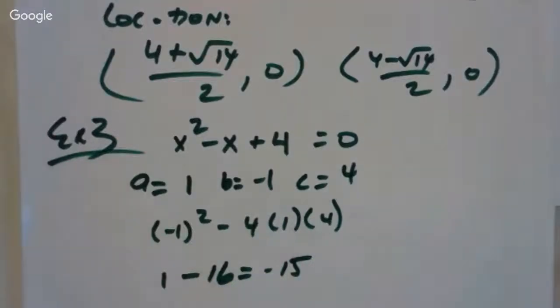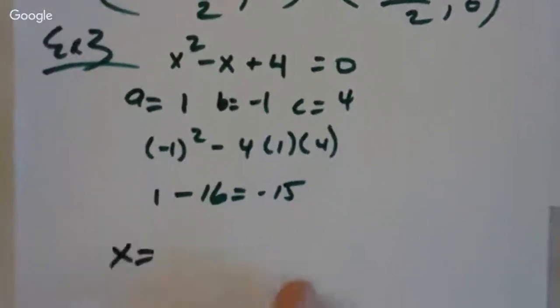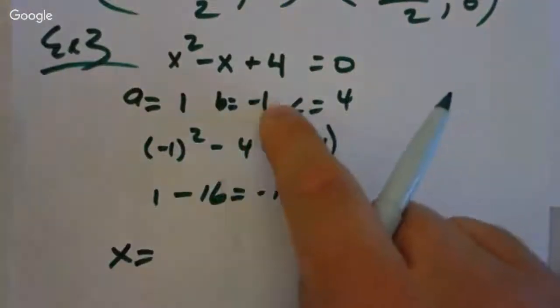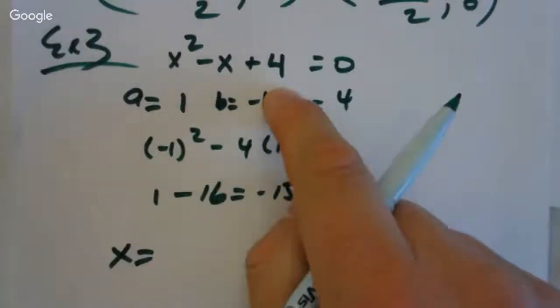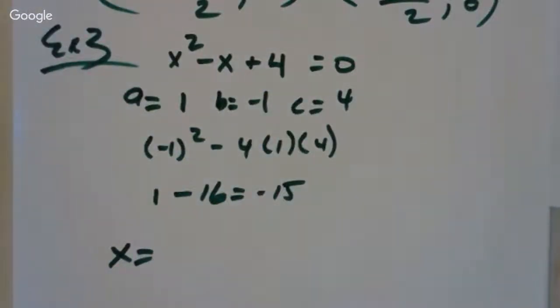That means there's how many solutions? 0 real, or there's 2 imaginary. So I'm not going to get these on the graph. It's either going to be always above or always below. Which one of the two is it going to be? Always above, because it opens up. The only way it opens up and doesn't have any real x-intercepts is if it's there.